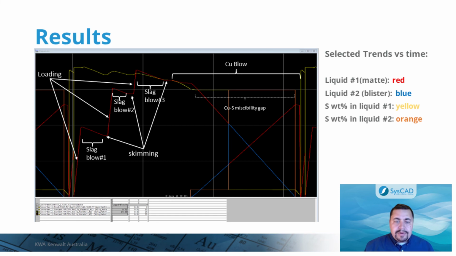As an additional reference, this figure shows a snapshot of an entire cycle, indicating the various stages during the converting. The amount of matte is shown in red, blistered copper in blue, and the corresponding sulfur concentration are shown in yellow and orange for the matte and blistered phases respectively.